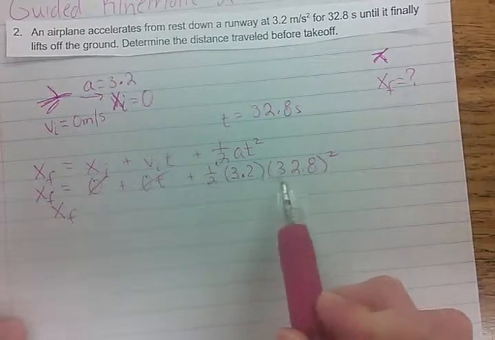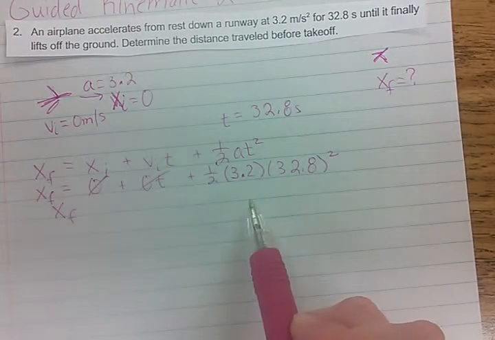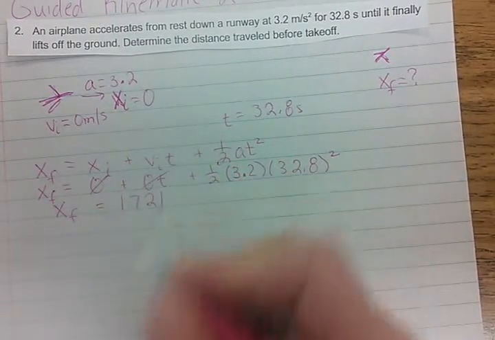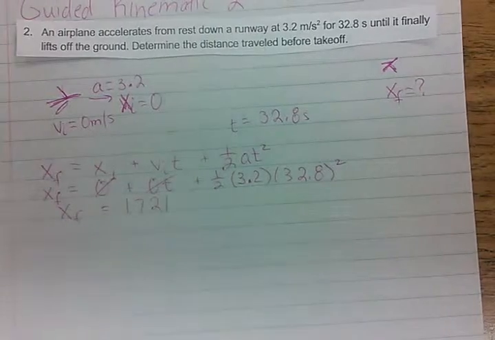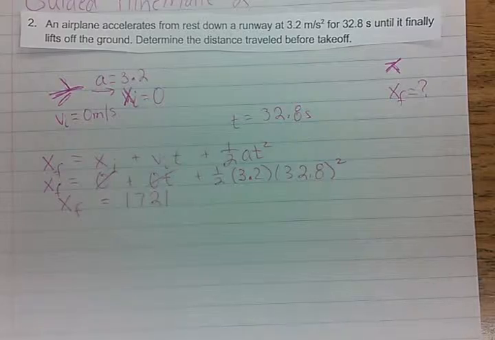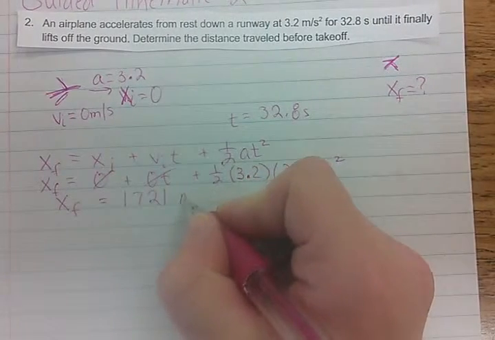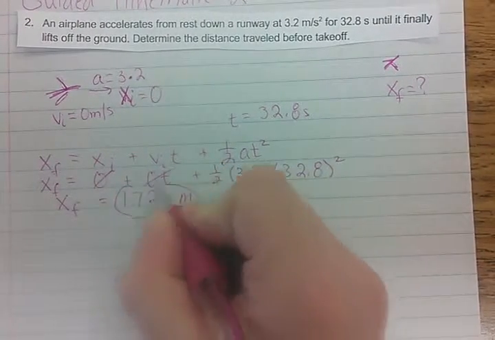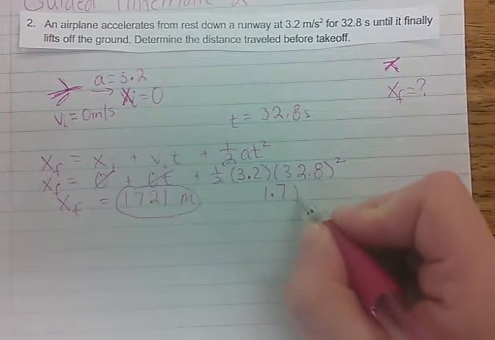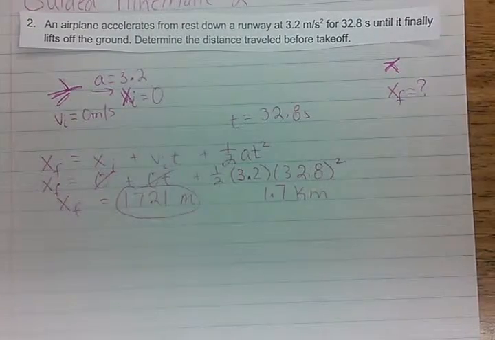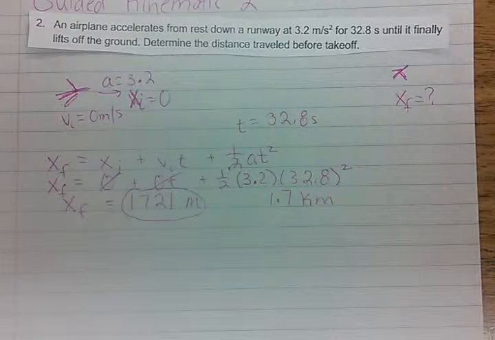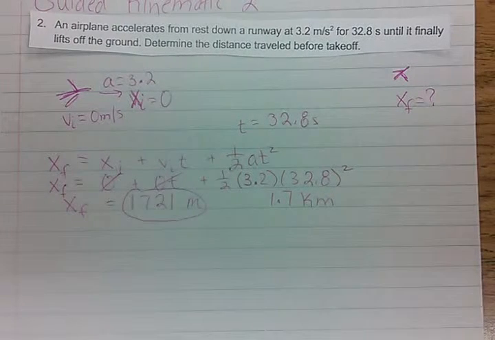If you just plug these into your calculator, you should end up with xf is equal to 1,721. Now, what units do we want here? Well, x refers to position. Our units for position are our meters, and then we circle our final answer. I just want to point out that this is equal to about 1.7 kilometers. So that's about how long a runway has to be. You may have noticed that when you travel on planes.